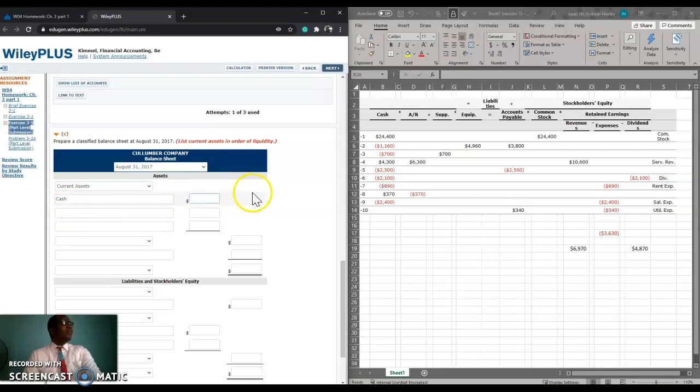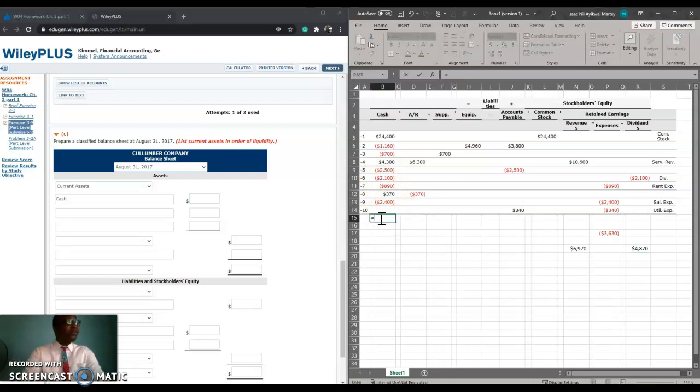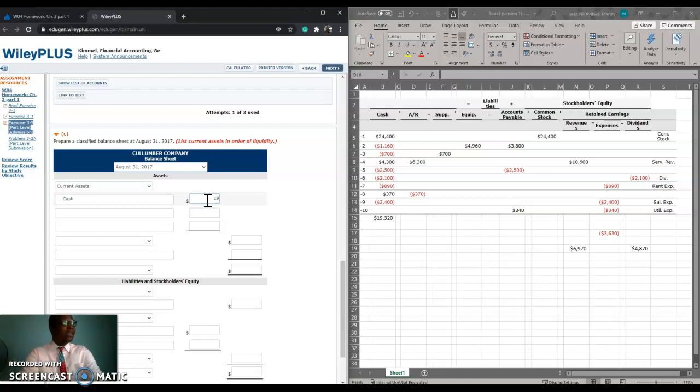And then for our cash, we need to calculate all of this. The sum of all of this would give us the cash at the end of the month. And so we go to sum, and then we put in parentheses. Then we select all of this and close the brackets, hit enter. So at the end of the month, as of August 31st, the cash that was at hand was $19,320.